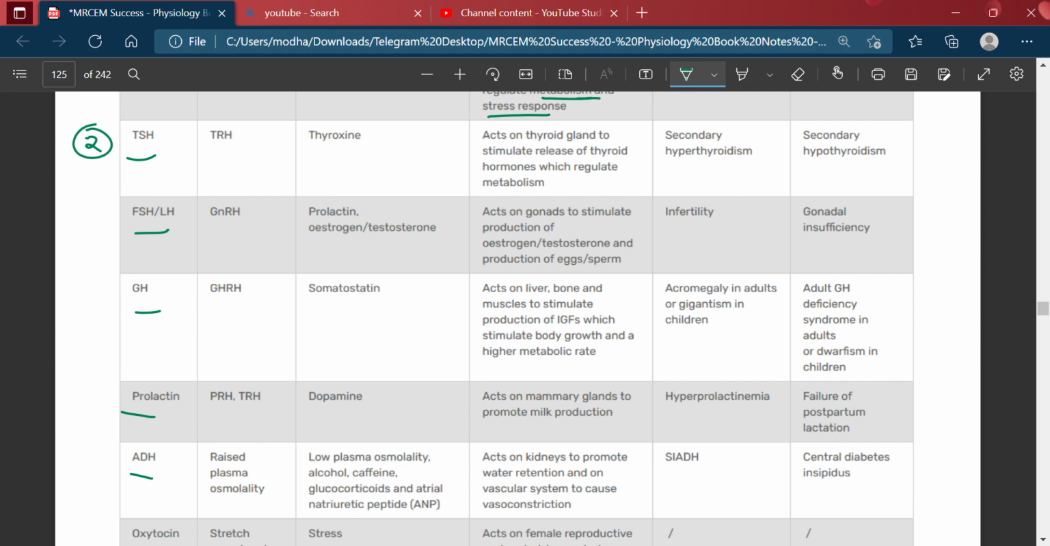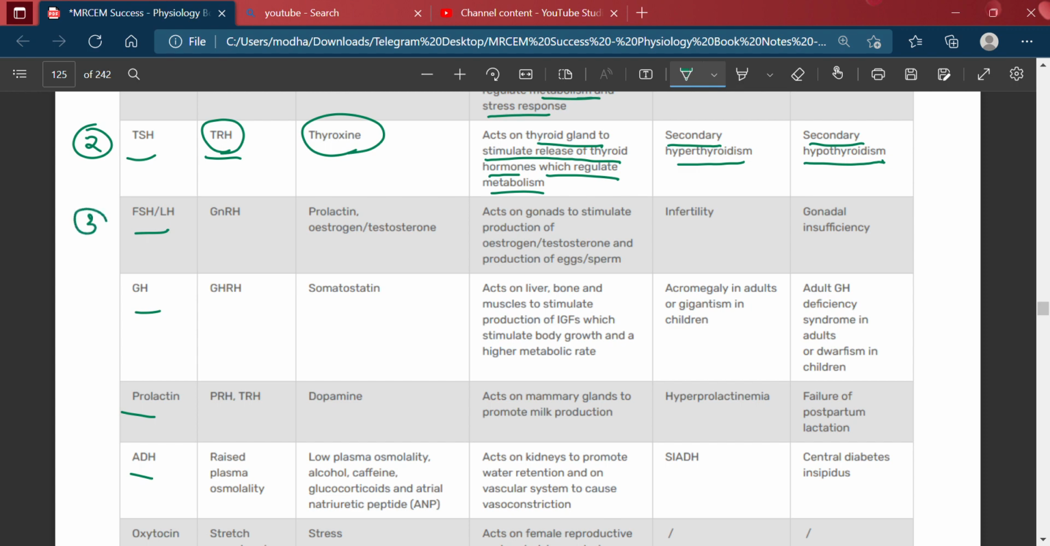The stimulating hormone is thyrotropin releasing hormone, and the inhibiting hormone is thyroxine. What is the effect of the TSH? TSH acts on the thyroid gland to stimulate release of thyroid hormone, which regulates metabolism. In excess, it causes secondary hyperthyroidism, and in deficiency, it causes secondary hypothyroidism.